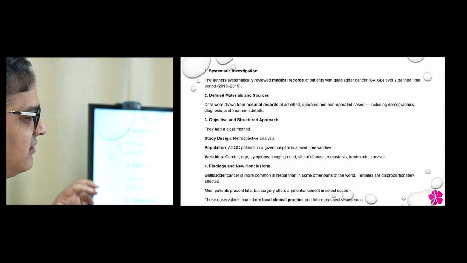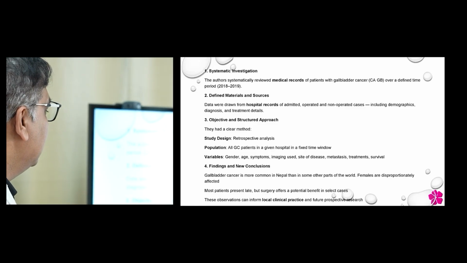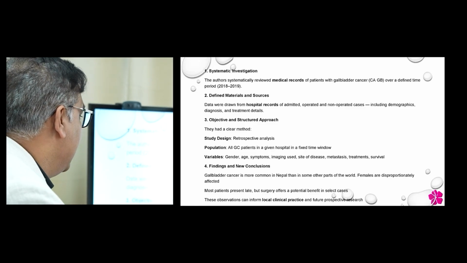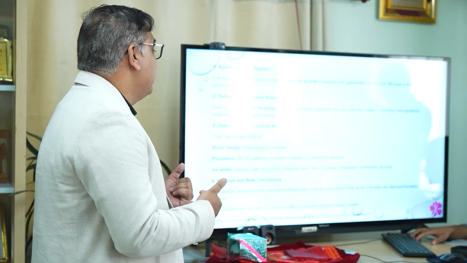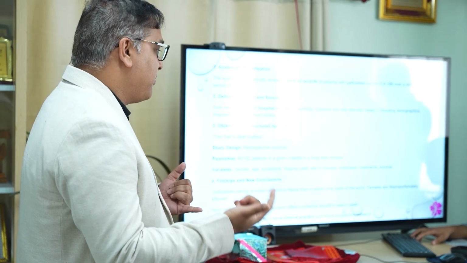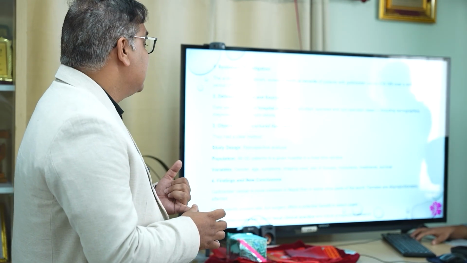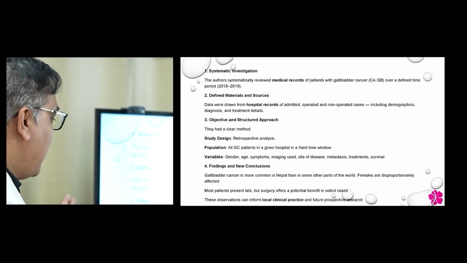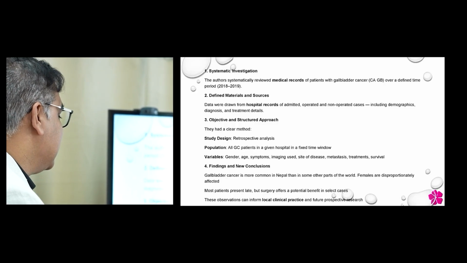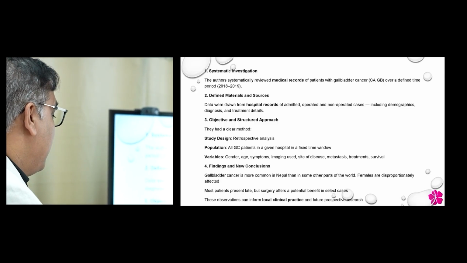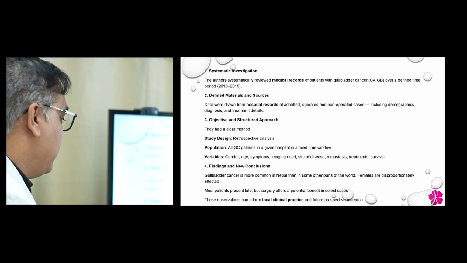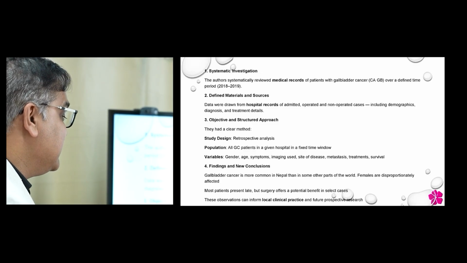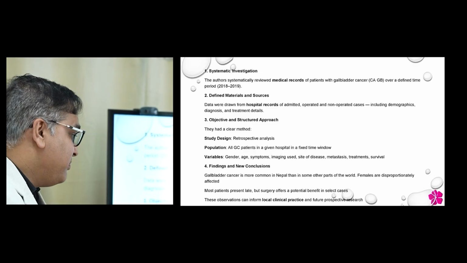Next. If you go on and see the definition of research: is there a systematic investigation? Yes, the author systematically reviewed medical records of patients from 2018 to 2019. Is there defined material and sources? Yes, data were drawn from hospital records of admitted, operated, and non-operated cases, including demographics, diagnosis, and treatment details. Was there an objective and structured approach? Yes, there was a study design, a retrospective analysis. The population was defined, patients who came to the hospital in a fixed time window, and the variables were defined like gender, age, symptoms, imaging use, site of disease, metastasis, treatment, and survival.